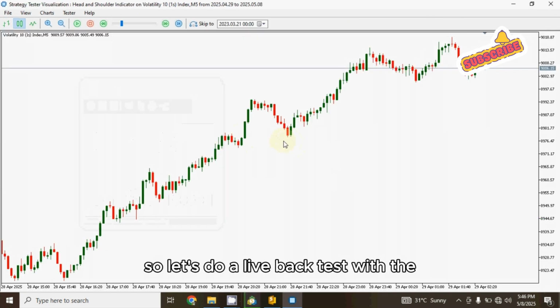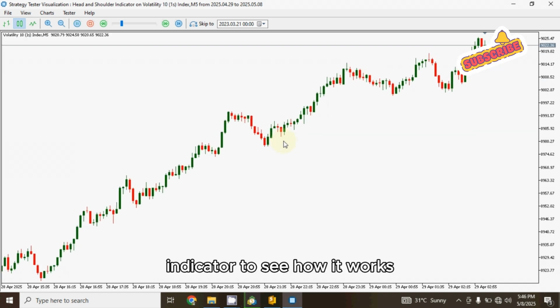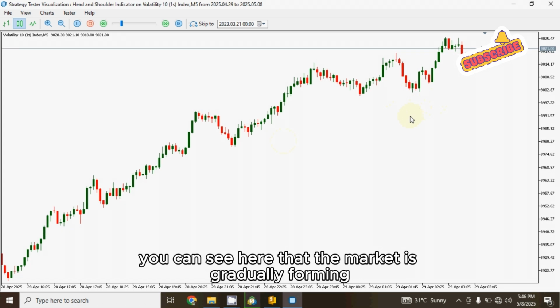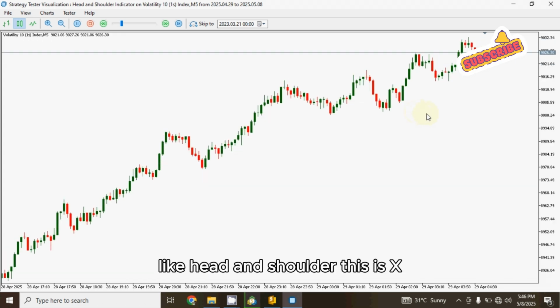So let's do a live back test with the indicator to see how it works. You can see here that the market is gradually forming a head and shoulder.